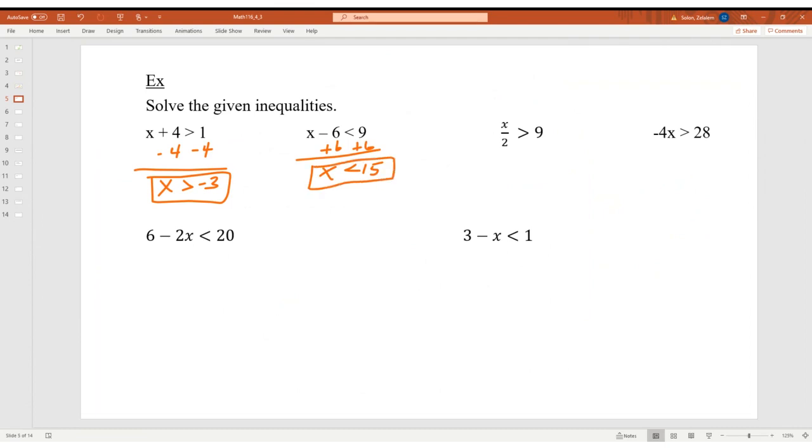Now I want you to try the next 2 equations, and I want you to pay attention to dividing or multiplying by a negative. If you see a negative, you switch the sign. Otherwise, it will stay the same. If you are multiplying or dividing by a positive, it doesn't change the inequality. Only when you multiply or divide by a negative. Now try the 2 and write your answer in the chat. What would be x over 2 greater than 9? Or negative 4x is greater than 20? Excellent, Jasmine.